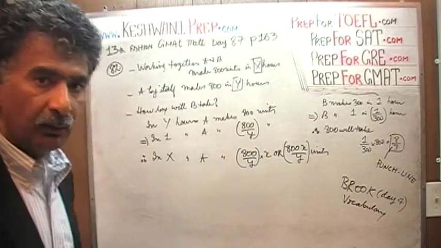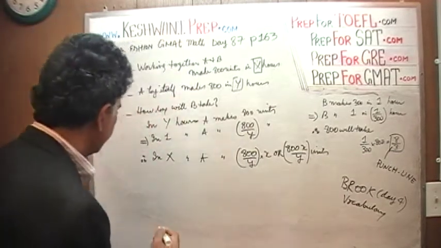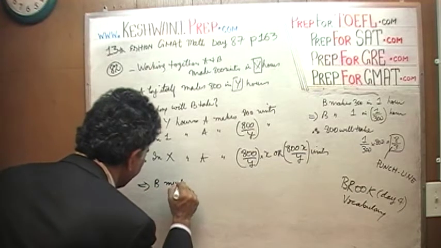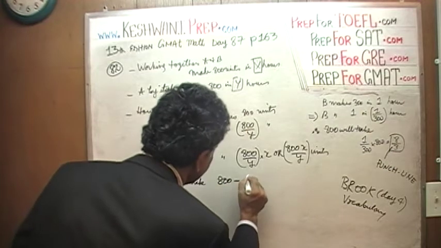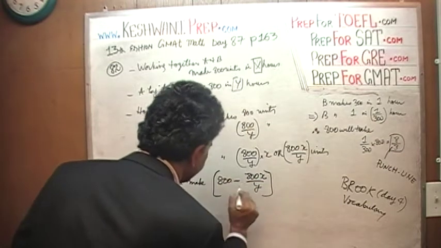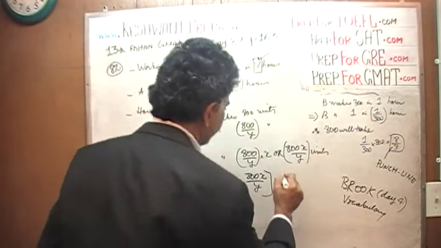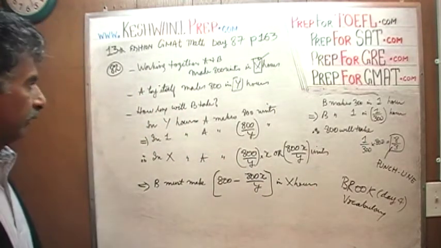So now we have to figure out how much B will make. So we have to subtract this quantity from 800. So that implies that B must make 800 minus 800x over y in how many hours? In x hours. Because that's how many hours they are working.